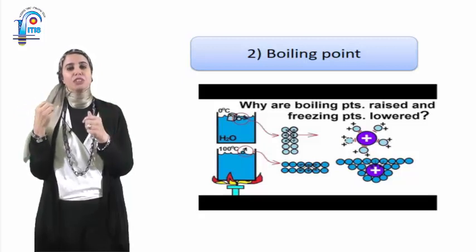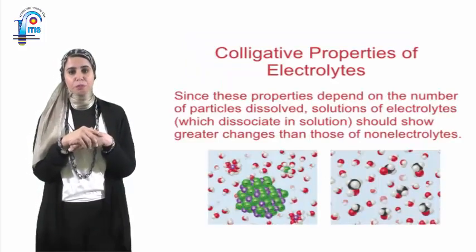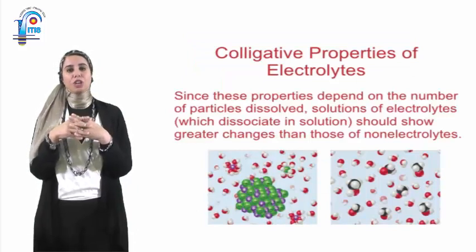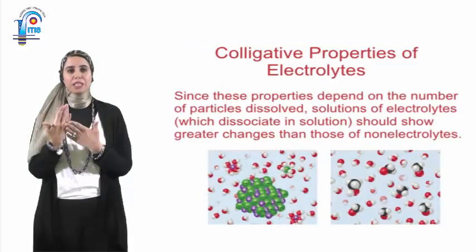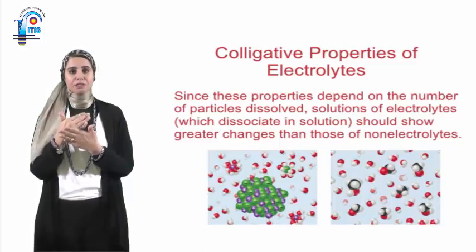And why is that? Because it takes a higher temperature to separate between what? The molecules of the solute and the solvent. Next, we're going to talk about the colligative properties of electrolytes. What is meant by electrolytes? Electrolytes are substances that give ions, positive ions and negative ions.